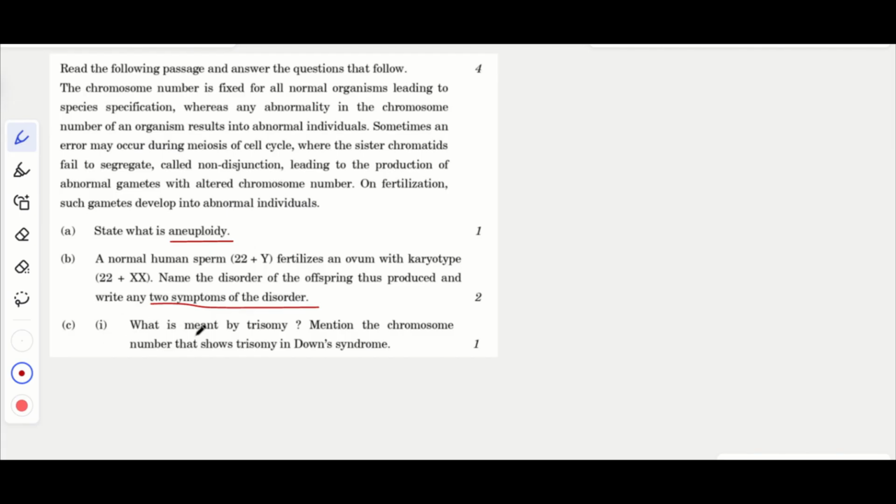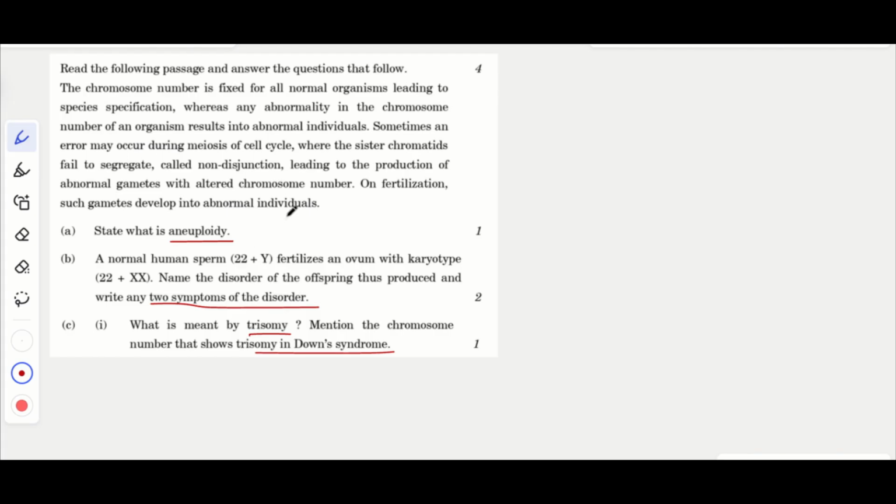And then we have to write what is meant by trisomy. And also you have to mention the chromosome number that shows the trisomy in Down syndrome. Okay. So these are the things we have to do here. So let's solve it one by one. So first you have to state what is aneuploidy. What is aneuploidy?